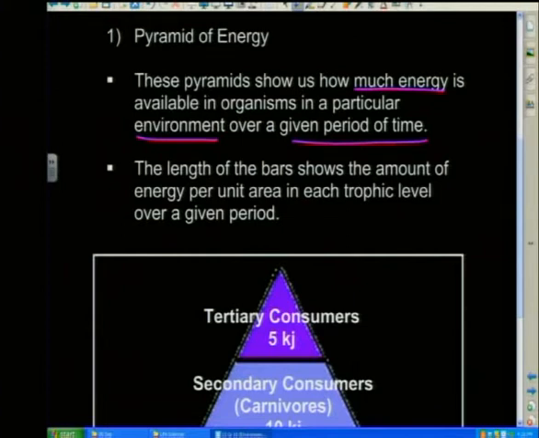We looked at the lengths of each bar, and we said that the length of a bar will show you the amount of energy available per unit area in each trophic level.